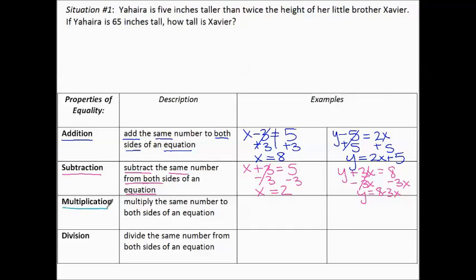My multiplication property of equality says that we can multiply the same number to both sides of an equation. So an example of this would be if I had x divided by 3 is equal to 5. My multiplication property says that I can multiply both sides of the equation by 3. In this case, I have 3 in the numerator and 3 in the denominator, and those can cancel out. Same thing. That's my inverse property. They cancel out. I'm left with x equals 5 times 3 is 15.